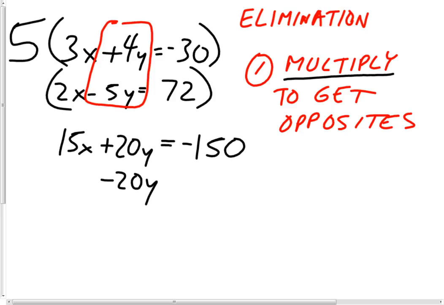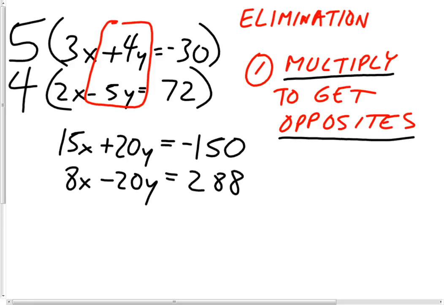Same thing for the next one. What would you multiply -5 by to get -20? Oh no, just 4. Just 4. But since I'm multiplying the middle, I got to multiply everything. Otherwise, I don't keep the balance. 4 times 2x is 8x. 4 times 72 is 288. Why are we doing this? We're doing this so that we get some opposites.